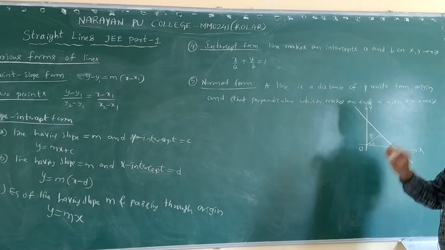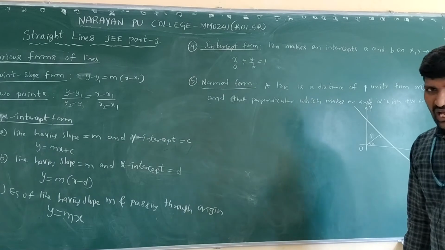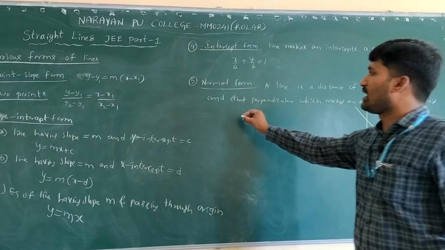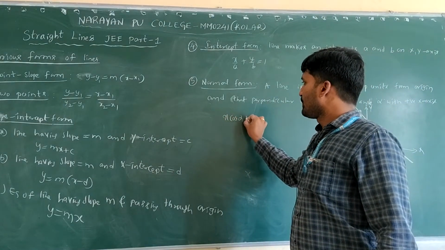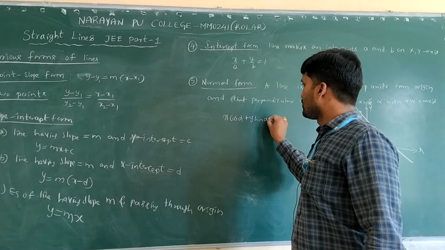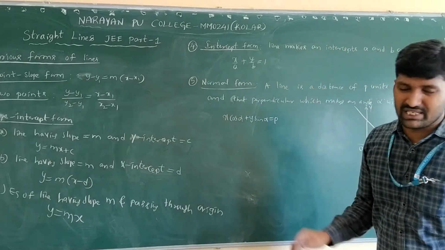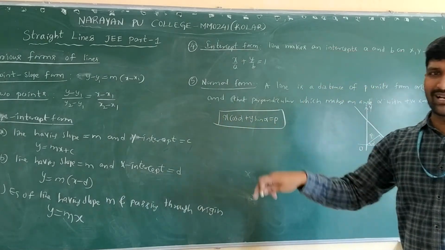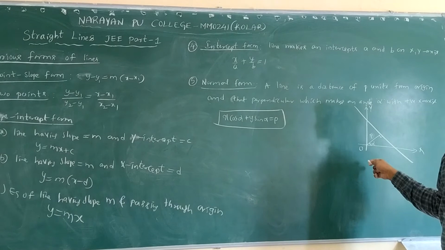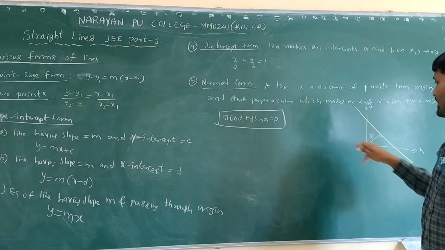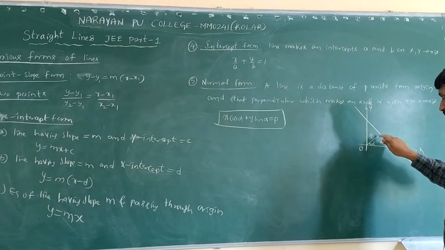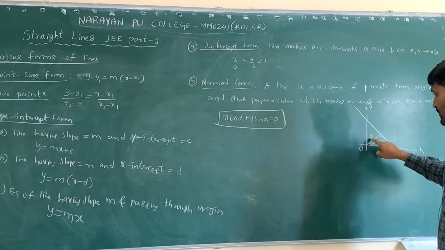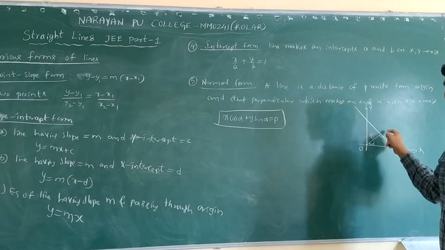This angle is alpha. When the perpendicular distance is given and the perpendicular makes a given angle with the x-axis, then you use the normal form formula, that is x cos alpha plus y sin alpha is equal to p. Where alpha is the angle with the x-axis, not the line. The perpendicular makes the angle with the x-axis, not the line; the angle made by the line would be the inclination. But here alpha is the angle the perpendicular makes with the x-axis. And p is the perpendicular distance from the origin to the line.